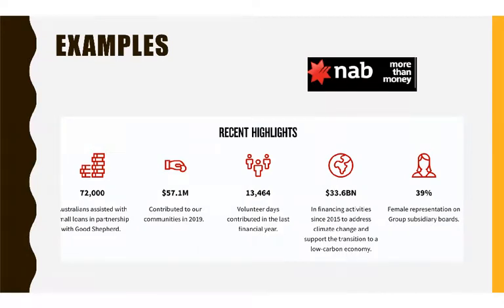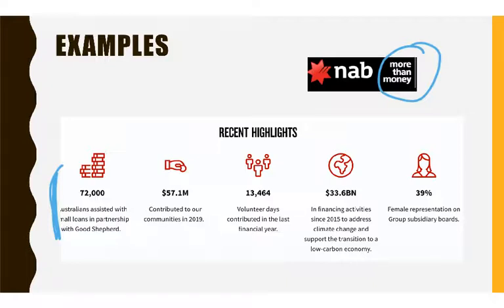So this is an example. This is NAB. If you look at the little slogan here, more than money. So they want to be perceived as somebody or a group that actually does more than just their legal requirements, or just a bank, that they also provide for their community and for the environment as well. Oh, this little picture here is cut off a little bit. So this is what they've done recently, taken from their website.